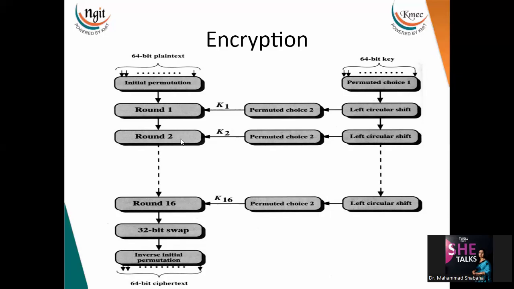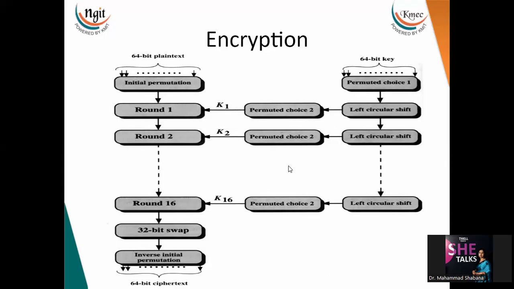In the key generation process, the 64-bit key is reduced to a 56-bit key by discarding 8 parity bits. Here we take the left circular shift. The 56-bit key is split into two halves of 28 bits each, and both halves are rotated left by a certain number of positions during each round. In permuted choice 2, the rotated halves are combined and permuted to produce 48-bit round subkeys for each of the 16 rounds.